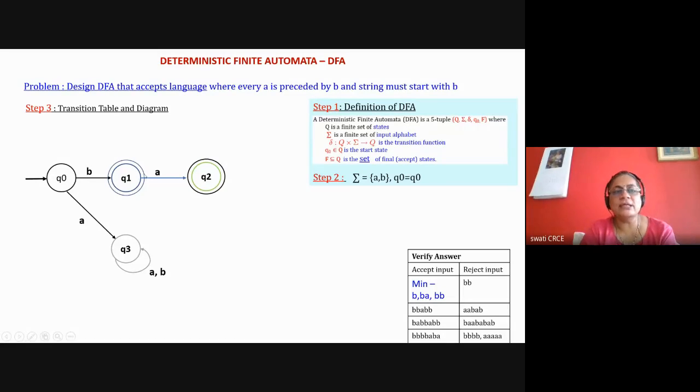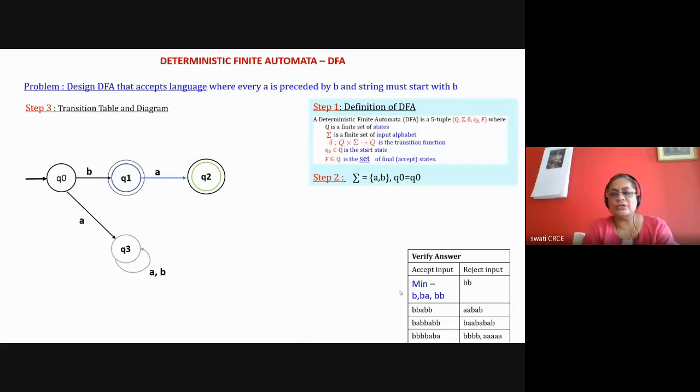In Q1 if there is any B, both accept and reject have double B. Double B is accepted, no? They are talking about A's. If A is there, it should be preceded by B, and the string must start with B. But double B is allowed. It should not be in rejected. Double B is allowed.